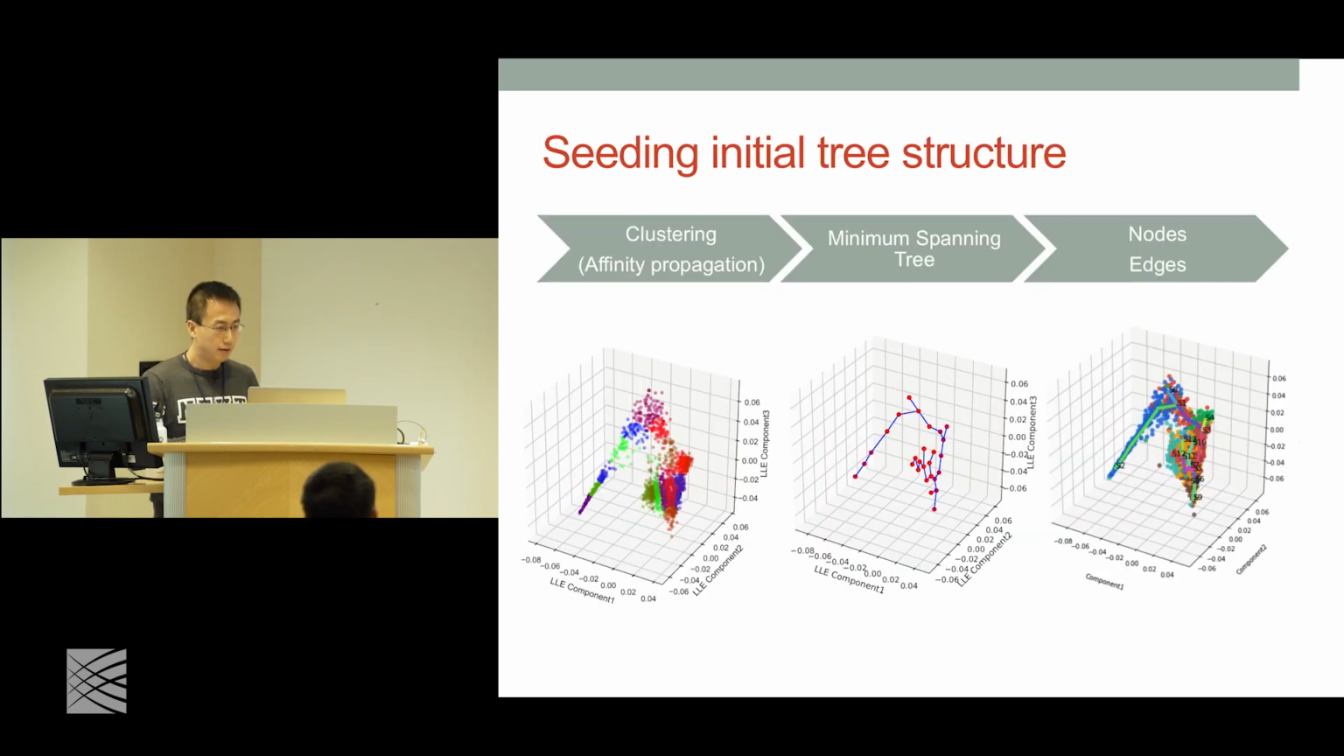During the seeding step, we are using affinity propagation. It's a clustering method based on message passing, trying to find a set of exemplars that can best represent all of the other data points. After this clustering step, we can get an initial minimum spanning tree, and then we get the node positions and also the connections between all of the nodes. This information will be used as the initialization of the principal graph learning.